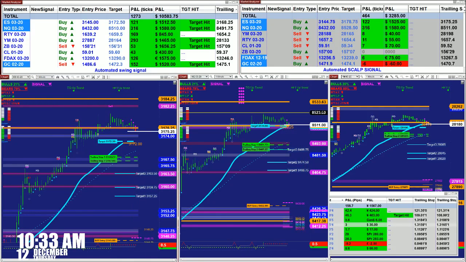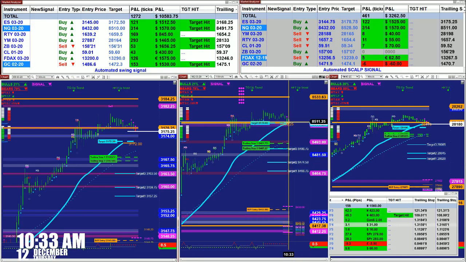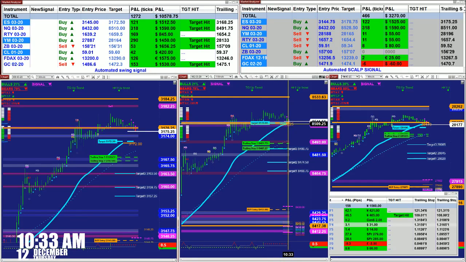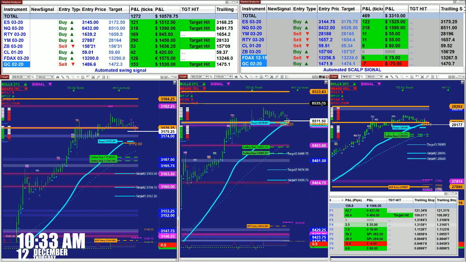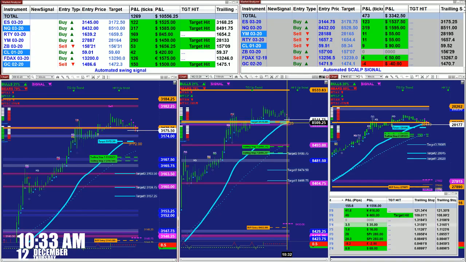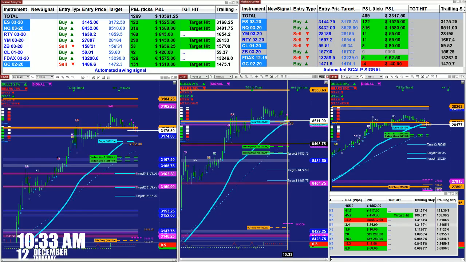On the NASDAQ, don't let it also fool you. This is a very hard support, and we have a re-entry point at 8509.25. And this is very important, guys, on the NASDAQ: if the NASDAQ can break that level, the next re-entry point long is 8493.75.